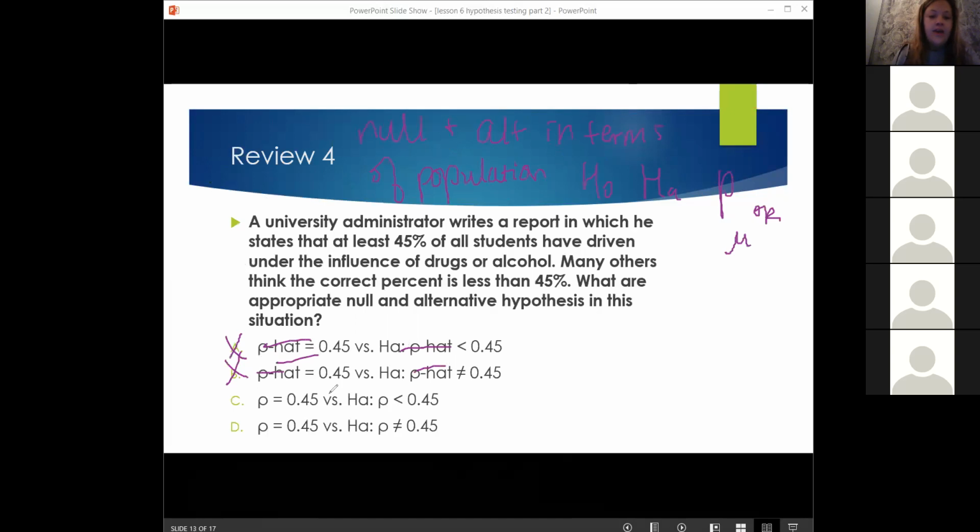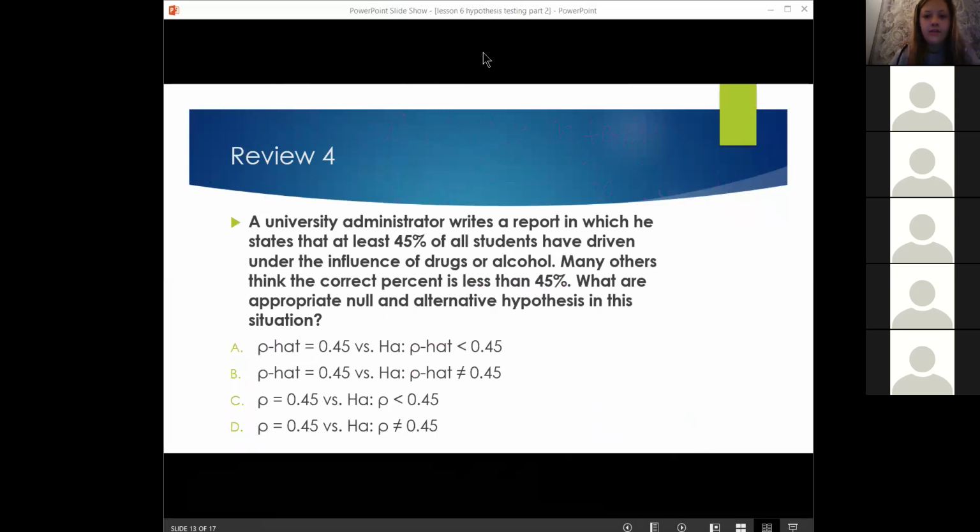C and D are giving us basically our null and alternative being that P equals, which is good, because here we have our null being equal, so it could be either of these, but then what we want to look at is our alternative to decide. The claim they're trying to make is that the correct percent is less than 45%, so our answer would be C in this case, because that's talking about less than. D would only be correct if we were saying that it's not equal to 45%. But we're talking about less than, so C is our answer. So good job, guys.